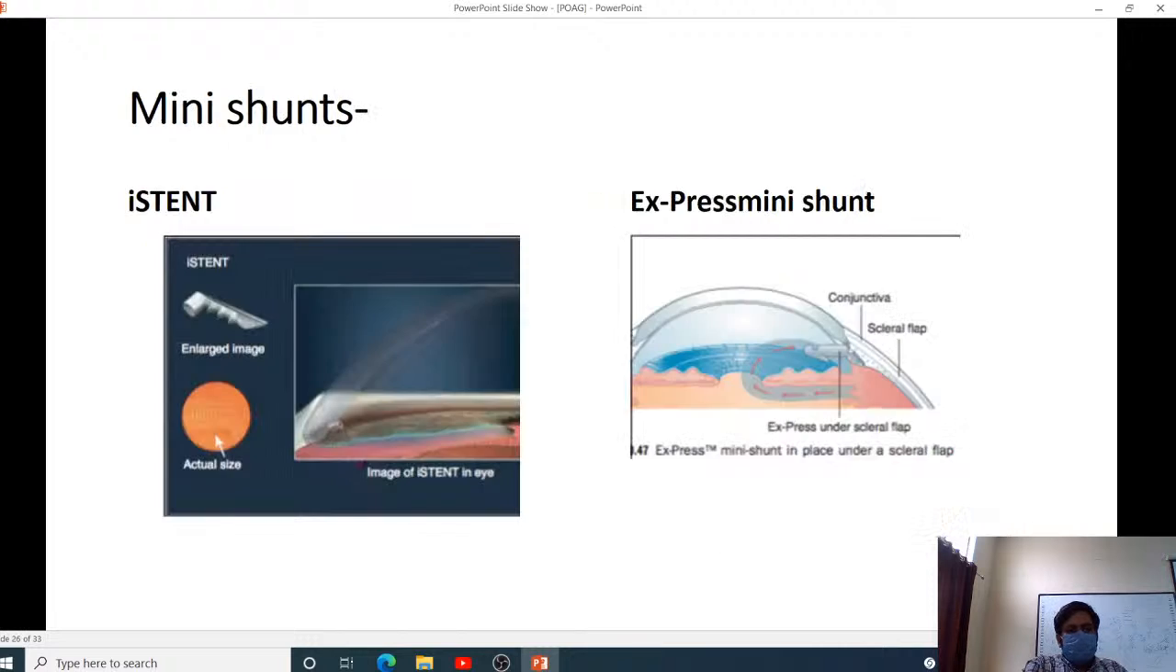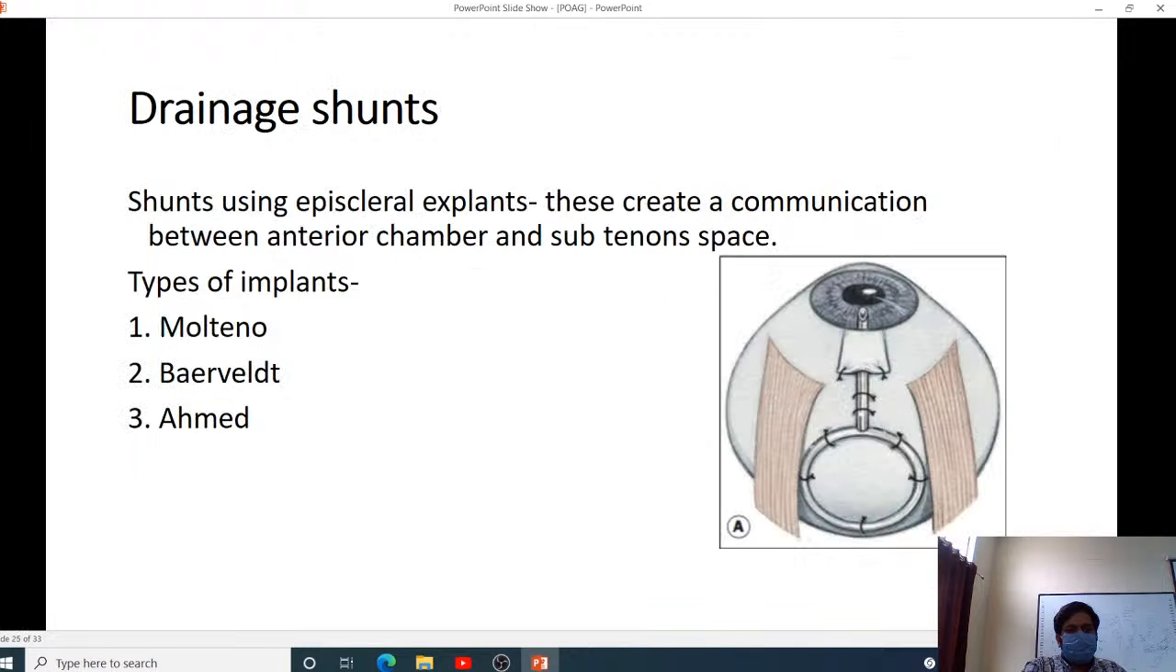The other things are the drainage shunts. These are nothing but there is a ring and it has a tube, so we insert this tube inside the anterior chamber, so that the aqueous humor in the anterior chamber comes in through this opening, into the subconjunctival space, and is drained into the systemic circulation. This is the next procedure after your trabeculectomy fails.